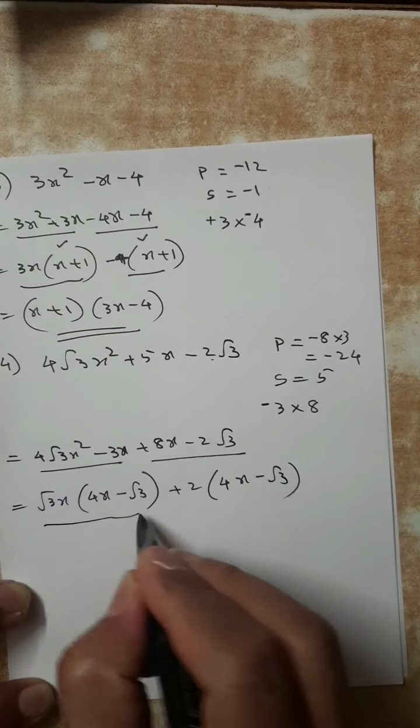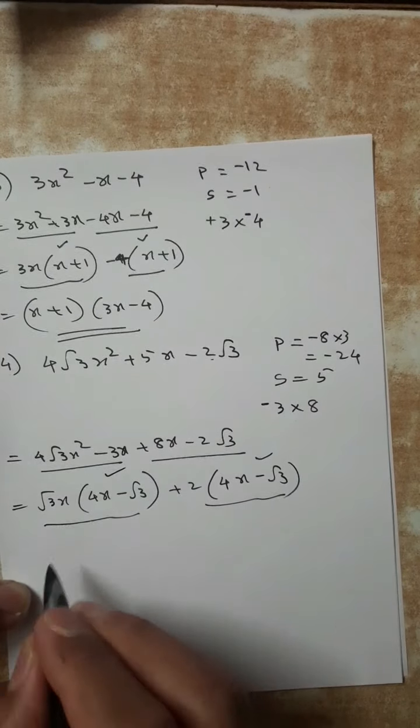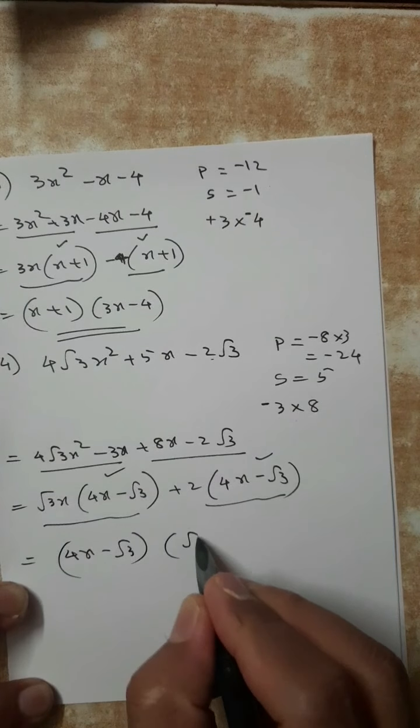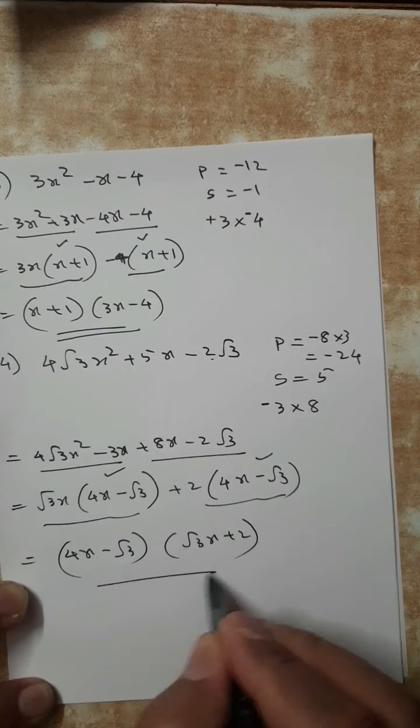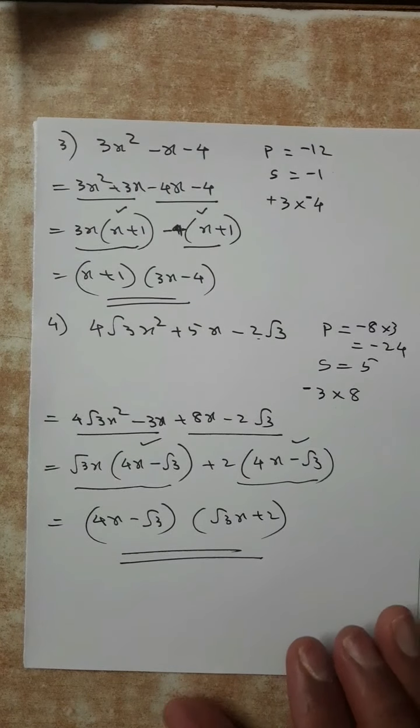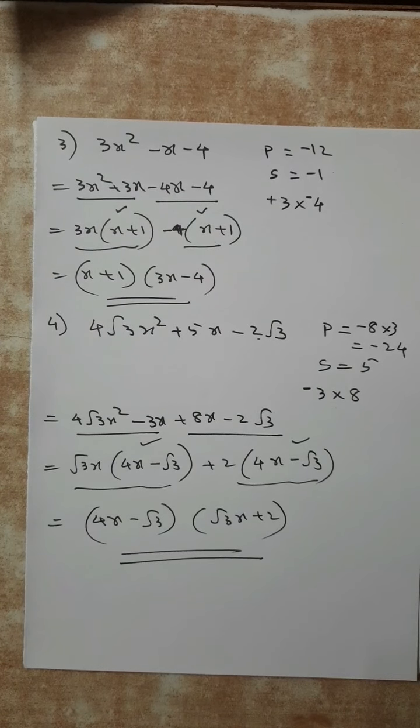See, now in this area and this area, 4x minus root 3 is common. So it is root 3x plus 2 times 4x minus root 3. This procedure is called factorization using splitting the middle term.